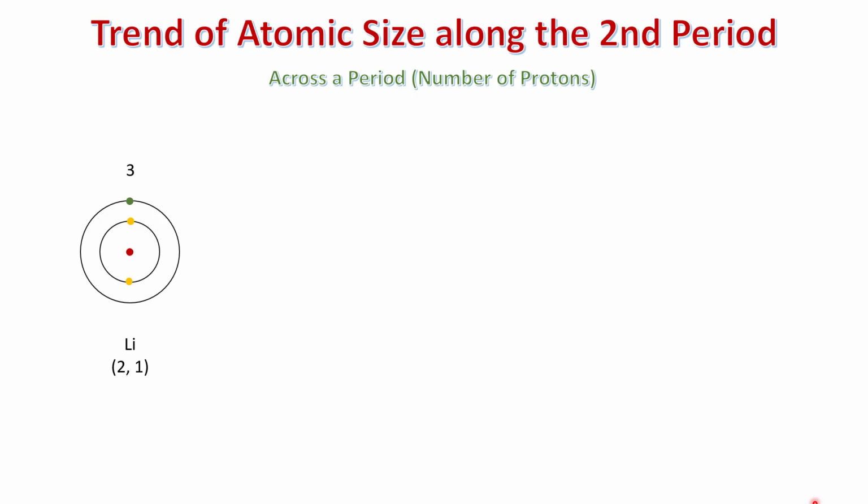We know that atomic number is equal to the number of protons or the number of electrons. So there are 3 protons in the nucleus of lithium and 3 electrons have been distributed in K and L shell. You can observe that there is only 1 electron in the outermost shell, but when we move from left to right, there comes beryllium with atomic number 4.